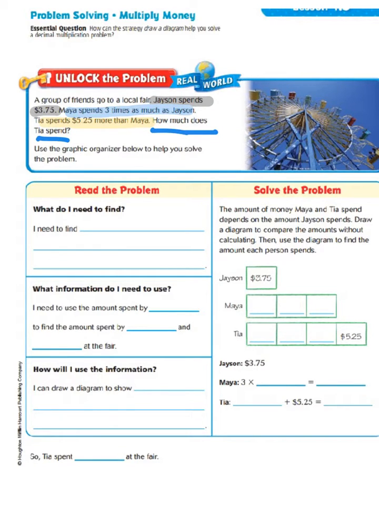So, we're going to use the graphic organizer below to help us solve the problem. So, what do I need to find? Looking back in the word problem, I need to find how much Tia spent. So now we'll record our answer in the space provided.